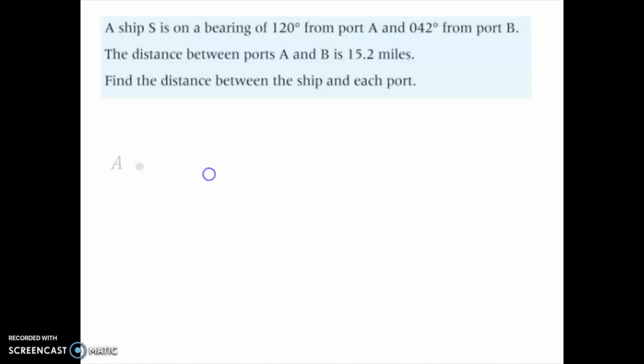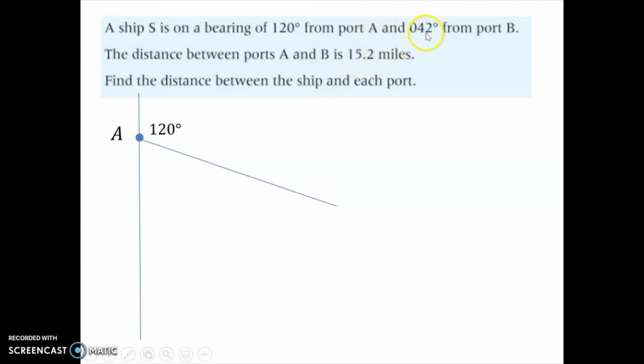Okay, let's try. So we have port A here, and the ship is on a bearing of 120 degrees from here. Remember, the bearings always begin at north. So we draw a north-south line like this, and now imagine spinning an angle from this line, spinning the angle 120 degrees. So you're going to go beyond a right angle, a little bit beyond something like this, because that's more than 90. There's a 120 degree bearing. So that means a ship from this port is somewhere over here.